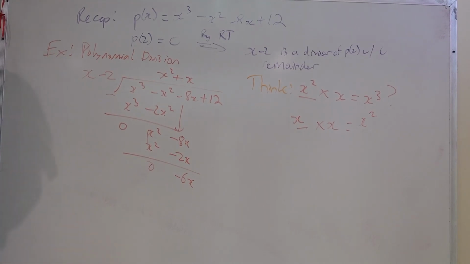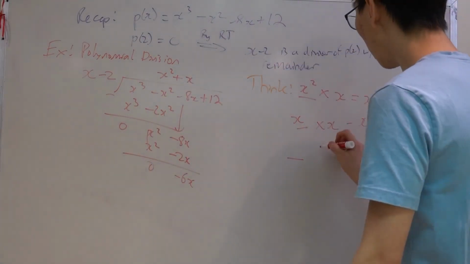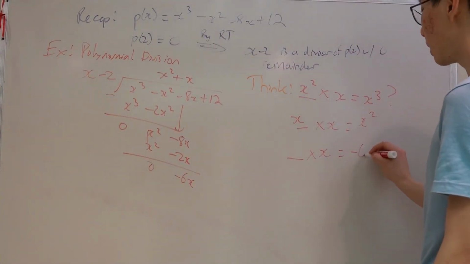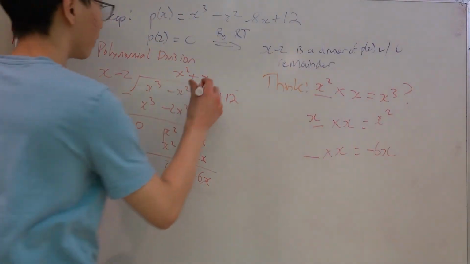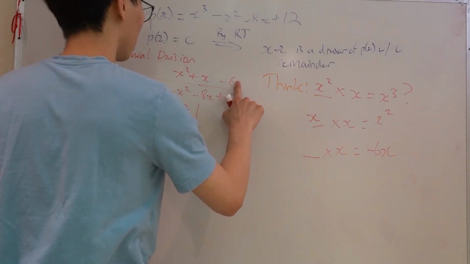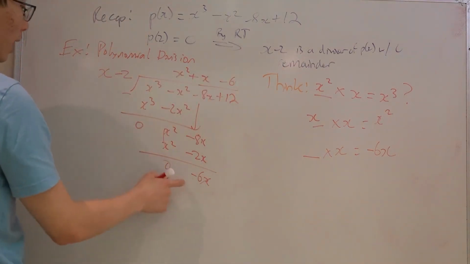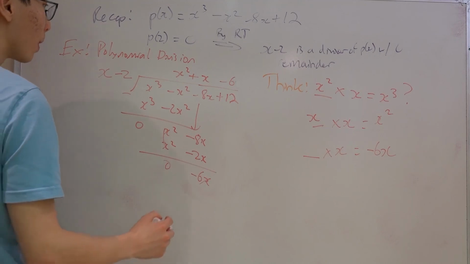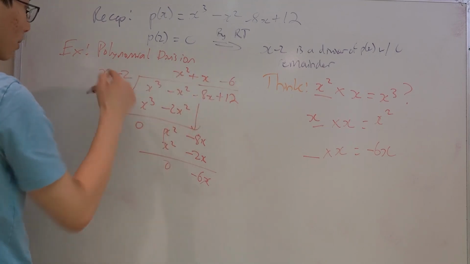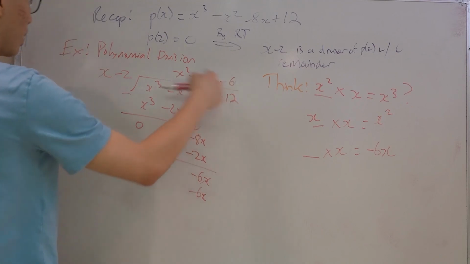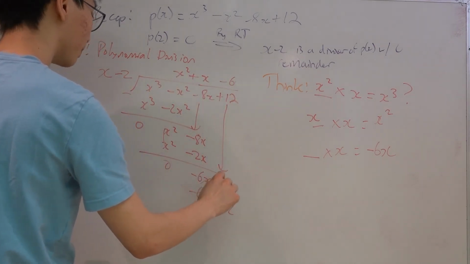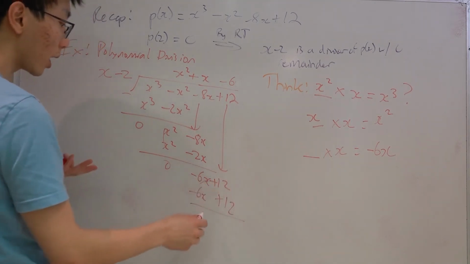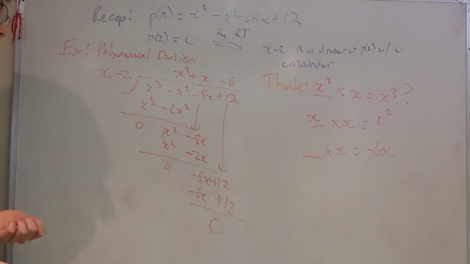Okay. Lastly, how many times does x go into minus 6x? So again, we ask ourselves the question, what times x gives me minus 6x? So of course, the answer is minus 6. Because minus 6 times x is minus 6x. Okay. Then we multiply this whole thing again. So minus 6 times x is minus 6x. Minus 6 times minus 2 is plus 12. Remember, we have to bring the 12 down here. And of course, when you subtract these two, they're the same thing, so you get a 0 remainder.